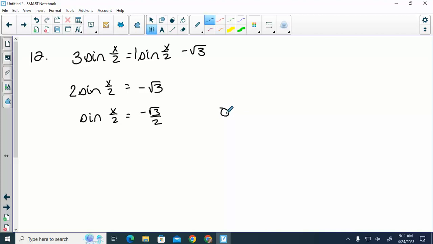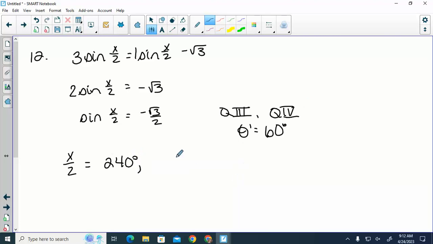All right, quadrants. When is sine negative? Quadrant 4 and Quadrant 3. Because it's not the inverse, we have to do the reference angle every time. We are in degrees. When is sine radical 3 over 2? That's 60 degrees. So our angle, x over 2, would equal, in quadrant 3, 180 plus 60 is 240. In quadrant 4, 360 minus 60 is 300.